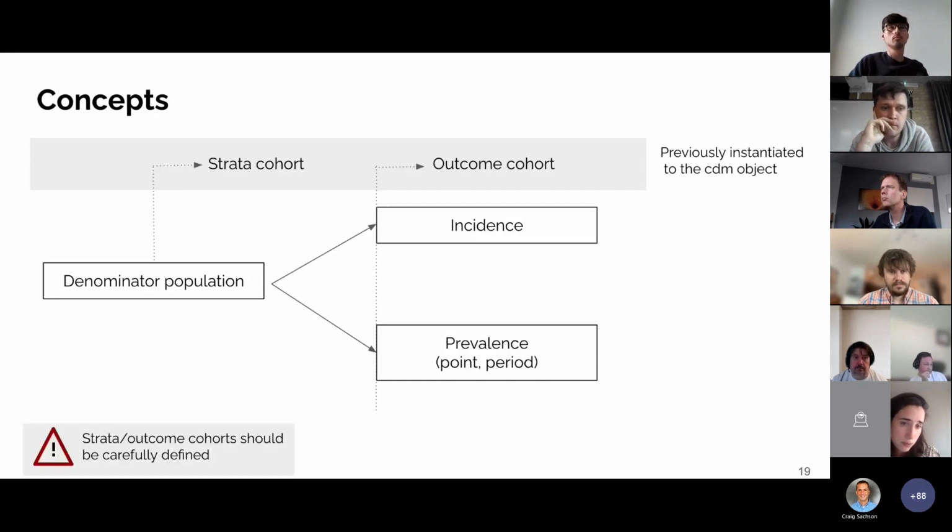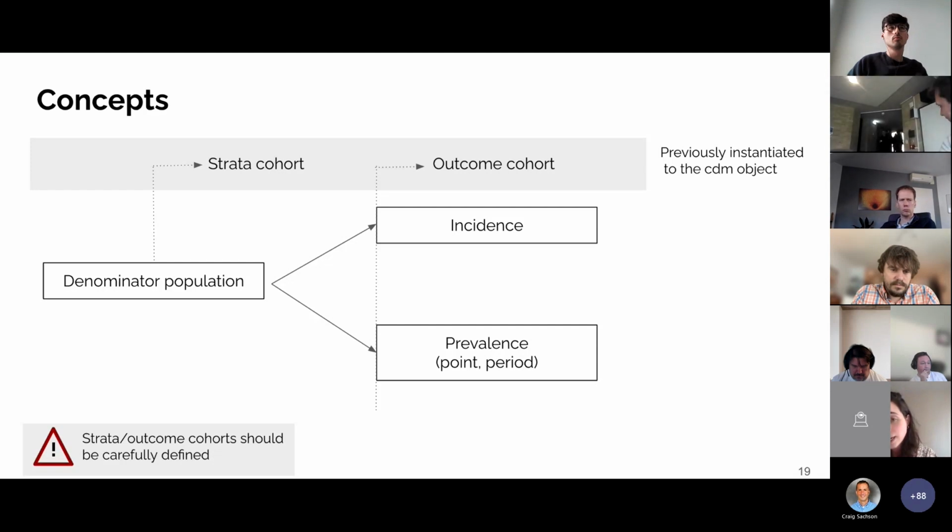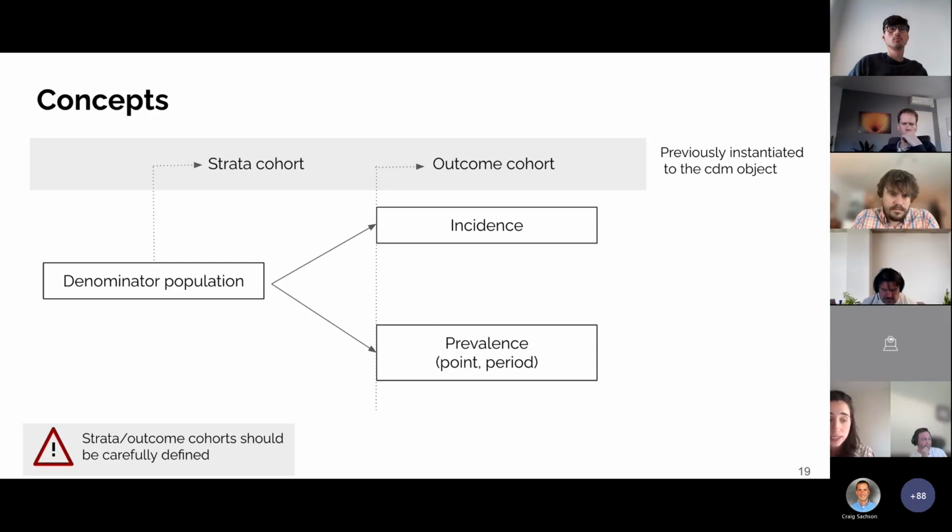It happens the same with the outcome. Once we have this denominator population identified and we want to actually compute incidence and prevalence, we have to point out the table in which we have the outcome cohort in the CDM. So outcome cohorts have to be defined and instantiated before running the package. And actually, it's very important how these outcome cohorts are defined, because the definition can have sizable impacts on the analysis.